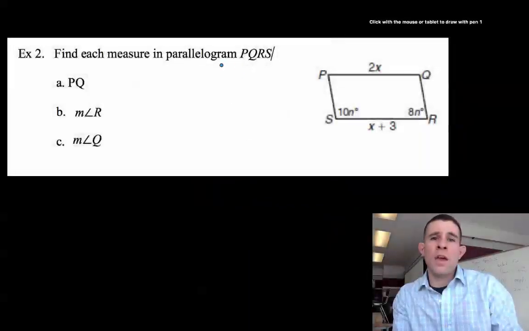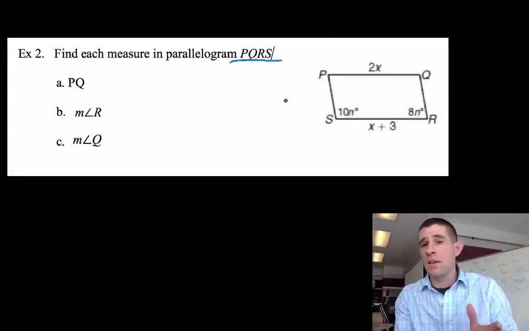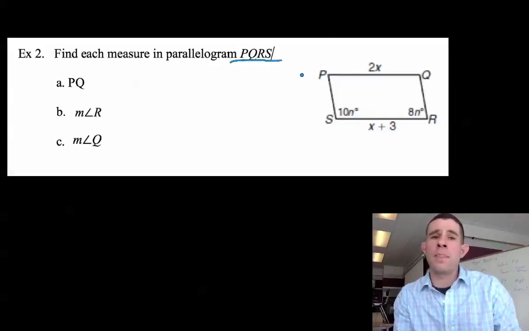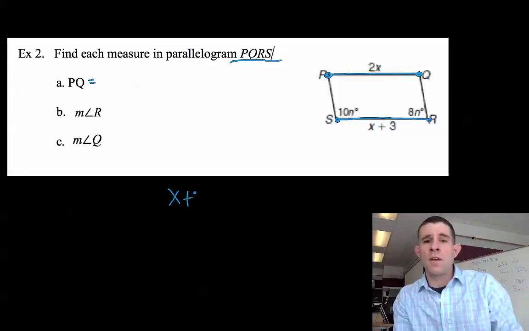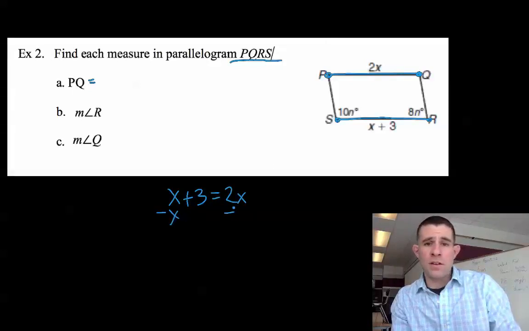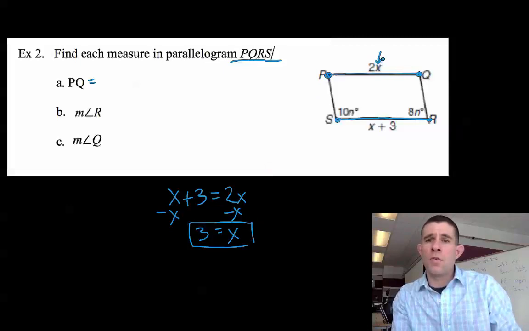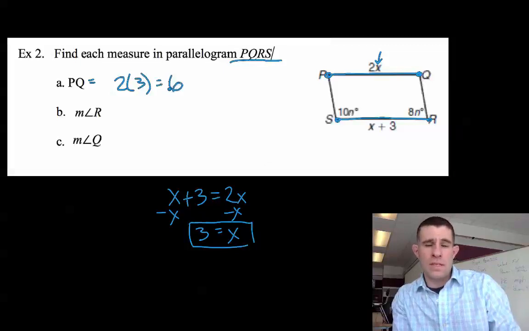In our next example, we have a parallelogram PQRS, and again, all of the properties of a parallelogram apply. We're asked to find the length of PQ. Well, PQ is a side here of this parallelogram, and we know the side opposite PQ is SR, and therefore these two should be equal to each other. So I can write the expression x plus 3 is equal to 2x. Now I can find my value of x by subtracting x here, and I'm left with 3 is equal to x. Once I get the value of x, I can substitute that back in for x, and I find out that PQ is 2 times 3, or 6.